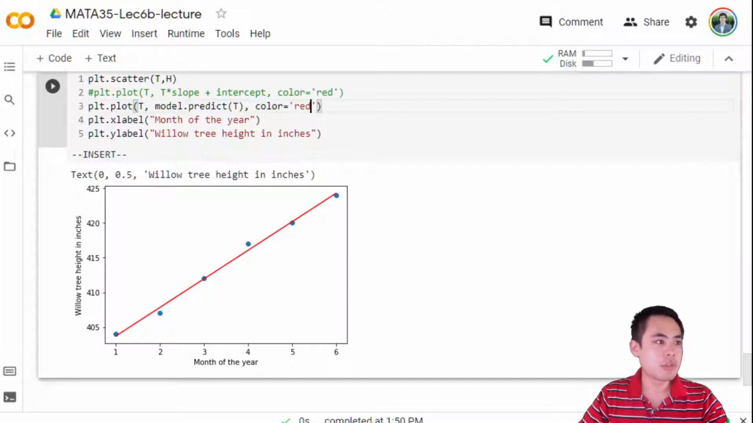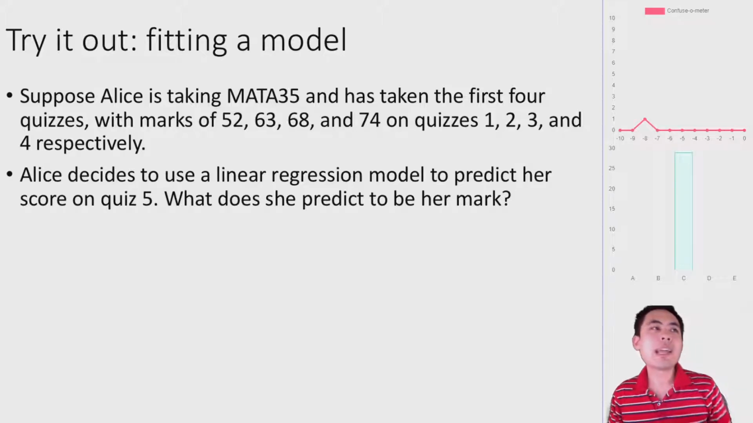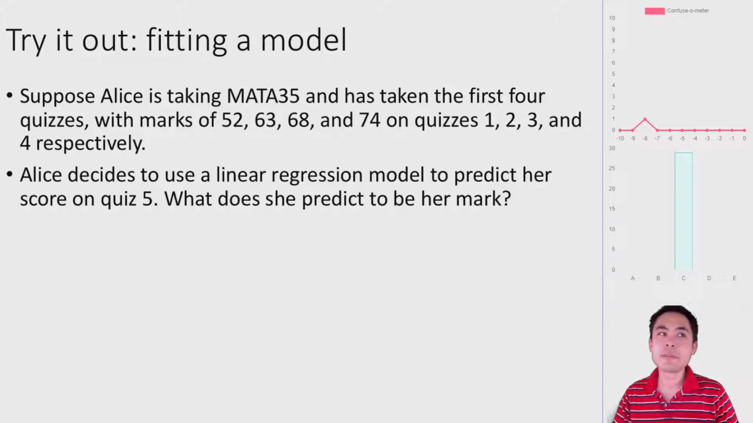So let's go back to the PowerPoint. So suppose we have a student, Alice, who has taken the first 4 quizzes of MATA35 with marks of 52, 63, 68, and 74 on quizzes 1, 2, 3, and 4 respectively. Alice wants to use a linear regression model to predict her score in quiz 5. What does she predict to be her mark?